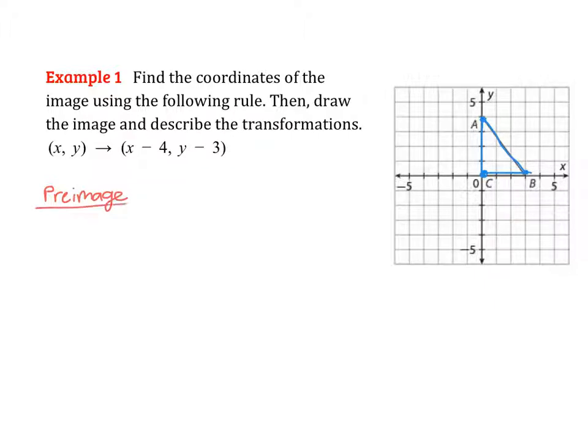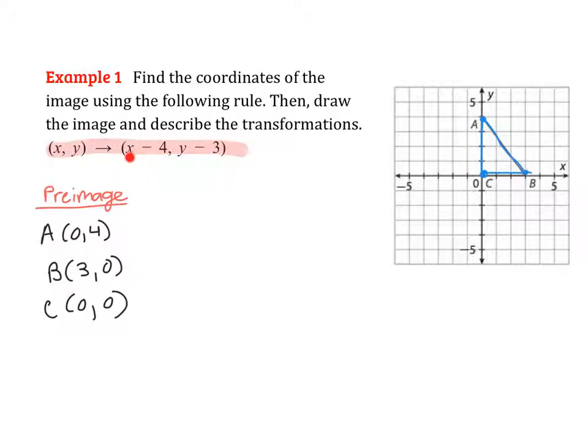First we need to find the pre-image coordinates. I can see from our graph that A is at 0, 4. B is at 3, 0. And C is at the origin. And then I'm going to apply my rule. You can see in the rule, it's telling us to subtract 4 from any x value and subtract 3 from any y value, and that will give us our image.